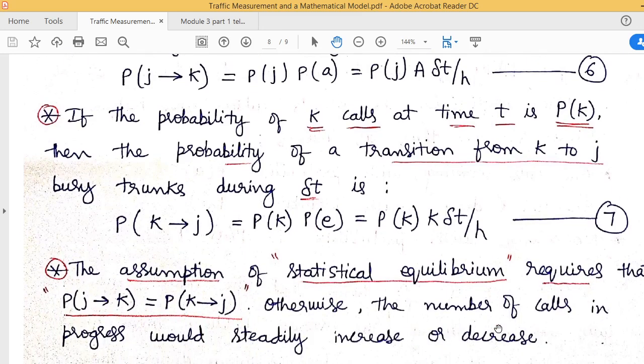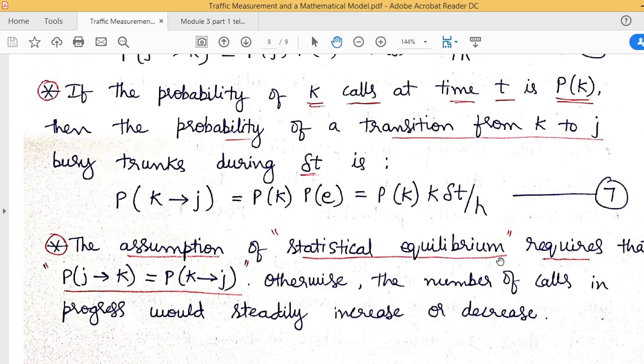According to statistical equilibrium, probabilities are not going to change. So P of J to K will be exactly equal to P of K to J. Otherwise, if they are not equal, the number of calls in progress within this busy hour may steadily increase or decrease. But that is not occurring. Inside busy hour, the probability of call arrivals is almost the same as the probability of call ending. So that is about statistical equilibrium.